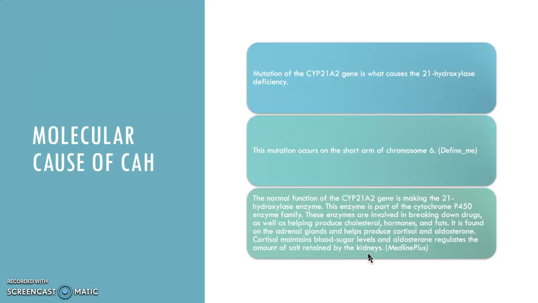Cortisol, just to go into that, is something that maintains our sugar levels, and aldosterone regulates the amount of salt that is retained by the kidneys. I touched on that a little bit earlier, so that is the reason that we have the first form, which is the salt wasting form of congenital adrenal hyperplasia.